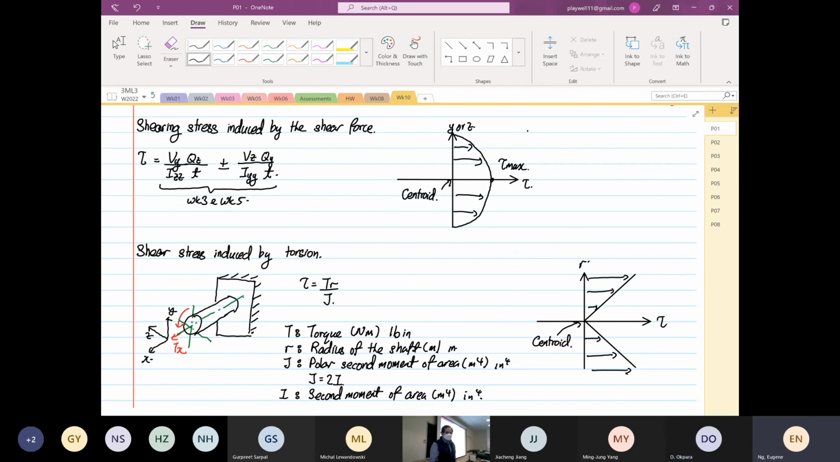Eugene, yes? Is that J equals 2I? Where you wrote down the meaning of the letters, you wrote J equals 2I. Okay, thanks. Where I is the second moment of area.